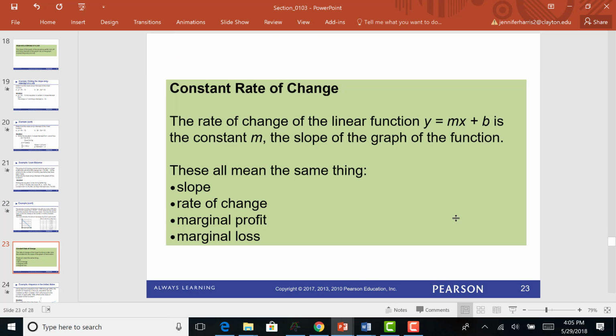All righty, here we go. Here are some things I need to make sure you know mean the exact same thing. When you see rate of change, which is m, which is slope, which is marginal profit, which is marginal loss. Anytime you see these phrases in the homework, all of it means slope. You see marginal anything, it means slope. Some may say marginal revenue, marginal profit, marginal loss. All of that still means slope. Rate of change still means slope.